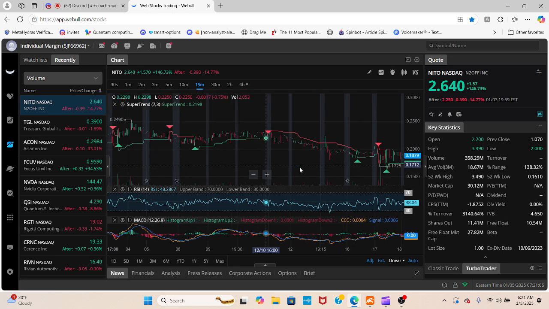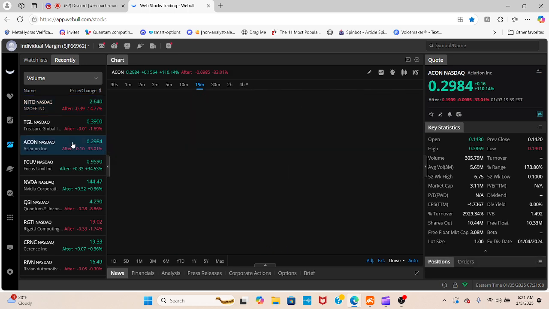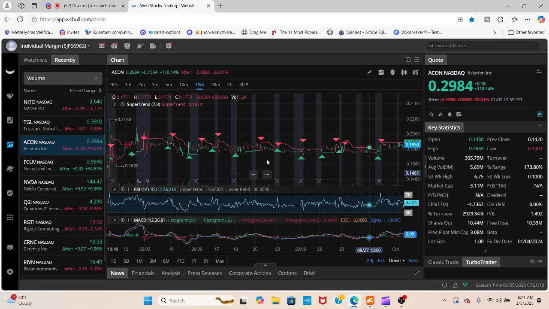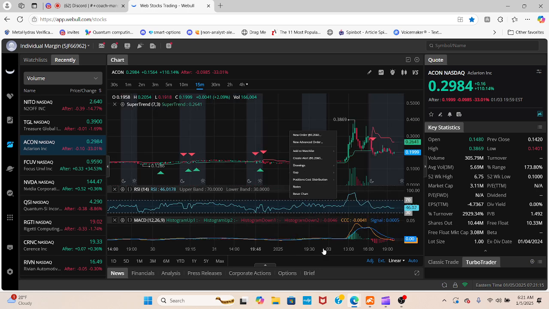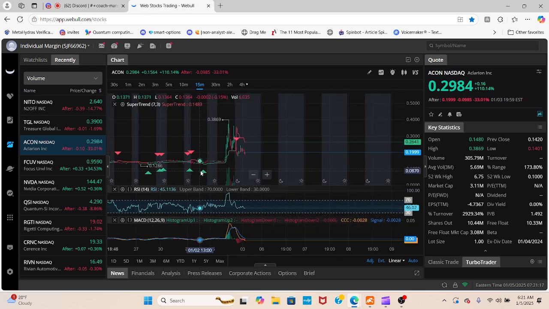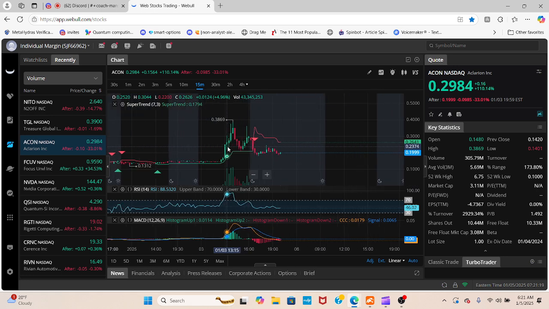We can look further back on there. Green arrow saying to buy and sell. We can look at another stock as well. Check this out. Green arrow telling you when to buy, and then the red arrow telling you to sell.